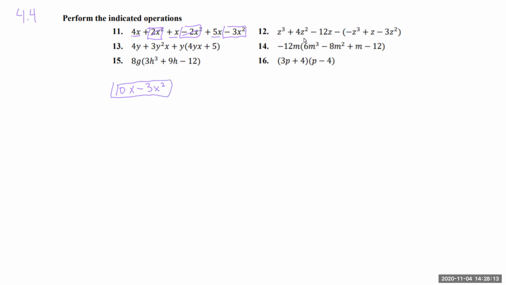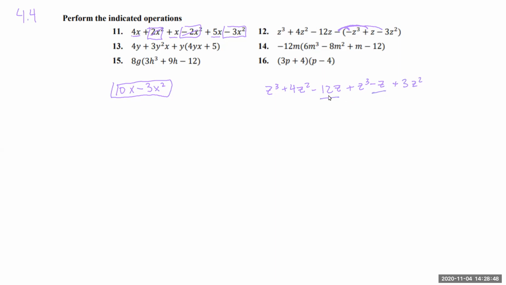For the second one, we're going to be doing an extra step here. We actually need to distribute first. So I'm going to distribute that negative to everything inside the parenthesis here. When we do that, everything is going to become opposite signs. So for 12, we have a z to the third plus 4z squared minus 12z. And then we're going to have a plus z to the third, and then minus z, and then plus 3z squared.